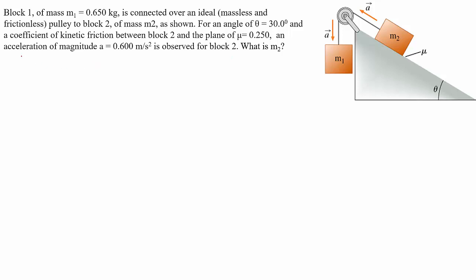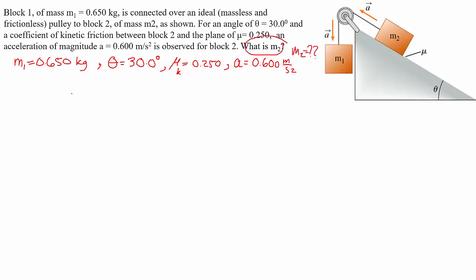So let's start by recording what we are given here. We have M1, the angle of the incline. We are given the coefficient of kinetic friction, 0.250, the acceleration of the system, meter per second squared, and we are asked to find M2. So this is the unknown. All right, so let's start by applying Newton's law on both masses. We'll get two equations, and then from those two equations, let's see if we can solve for M2.